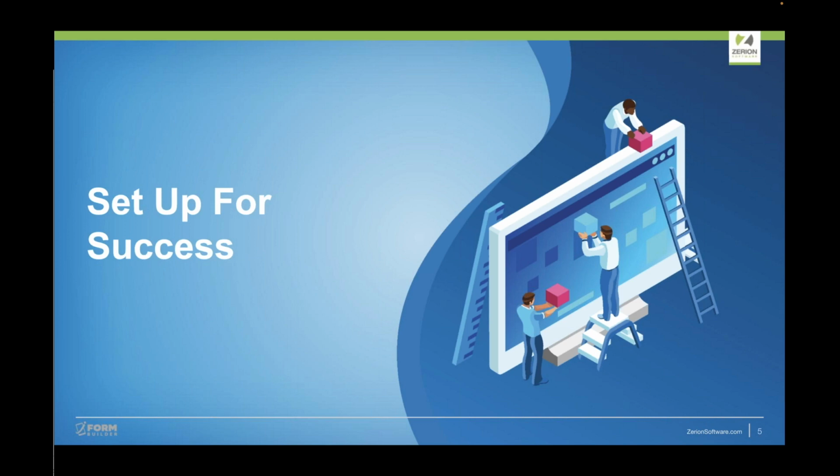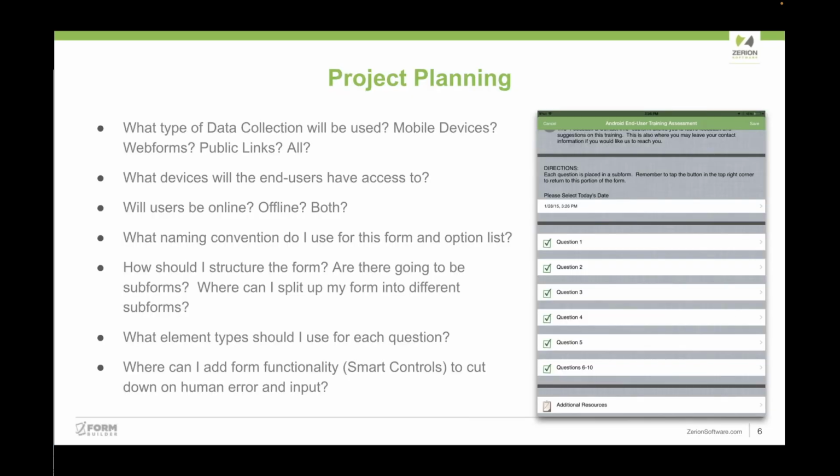So let's talk through this first topic. How do we set up for success? It starts with your project planning. So you have to start thinking through what type of data collection that you're planning on having. So are your users going to be collecting data via mobile devices? Are they going to be using our web forms, maybe our public links? Is there going to be a time with this project that you need them collecting data through web forms, public links, and mobile devices? And what does that look like when it comes to your form?